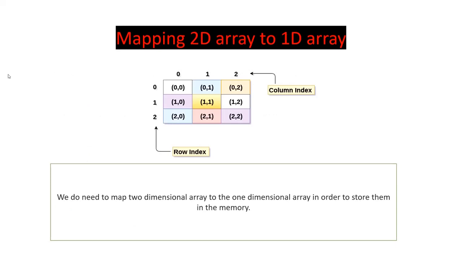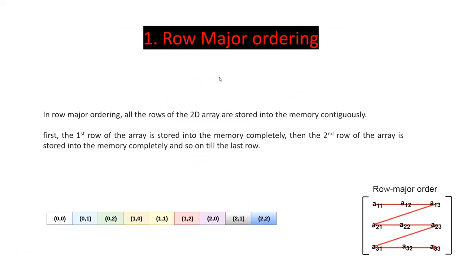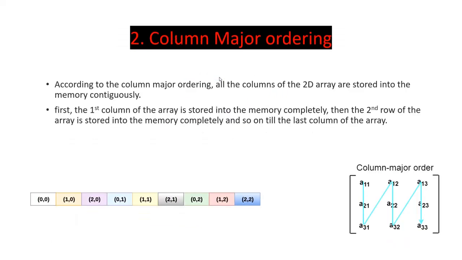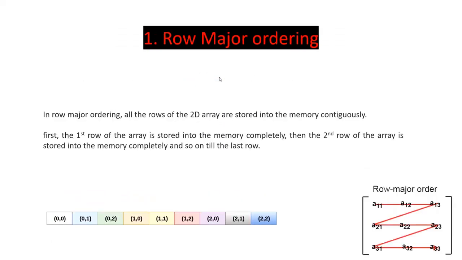When we have to store the two-dimensional array into memory, we have to map the two-dimensional array into a one-dimensional array. This is called mapping of a two-dimensional array into a one-dimensional array. So look at the figure. Here this is the two-dimensional array. It has the row indexes and column indexes. There are mainly two types of mappings. One is row major ordering and the second one is column major ordering.